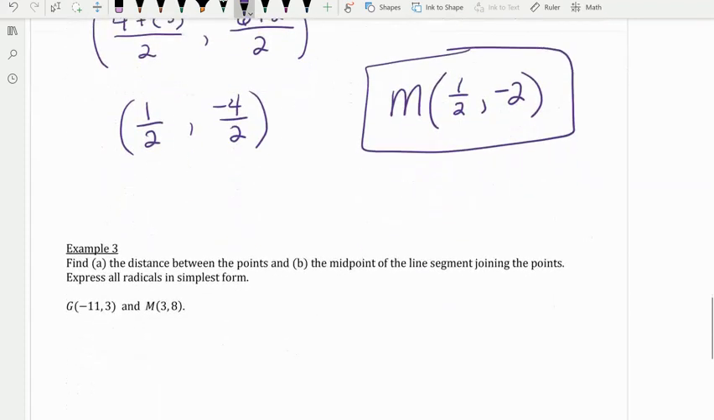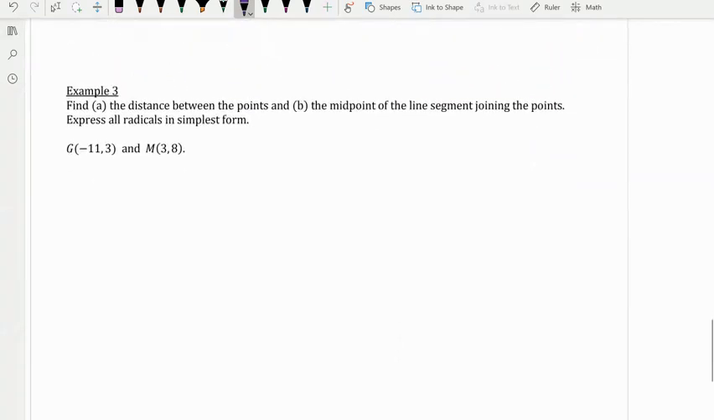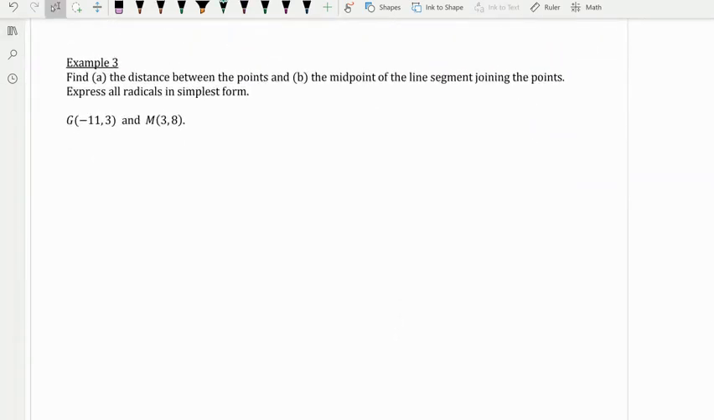All right, this last one, just to practice, we're going to do both. You've got 2 points here. G is at (-11, 3), and M is at (3, 8). I want you to pause here and try these on your own. Find both the distance and the midpoint using your two formulas. And then I'll have you type in your answers and then come back and watch the rest, check your answer.